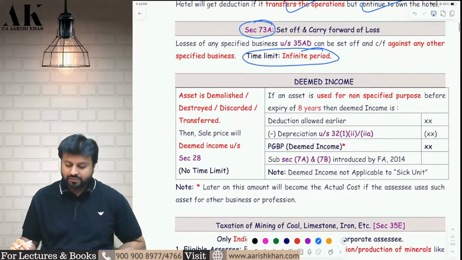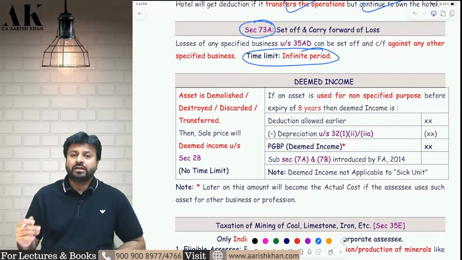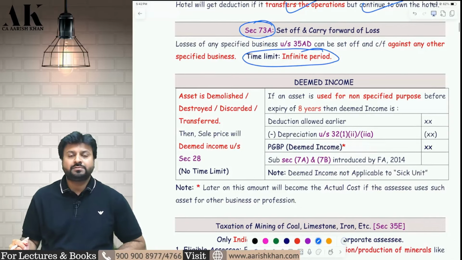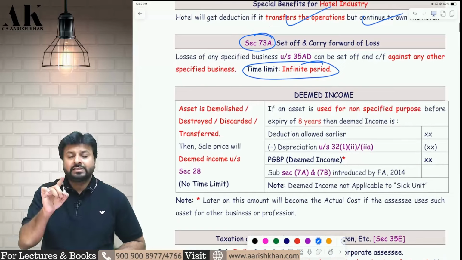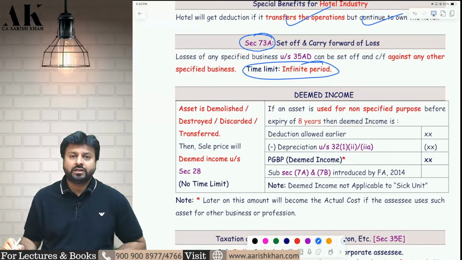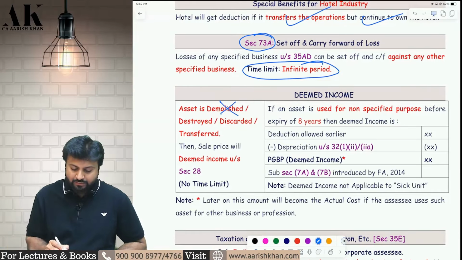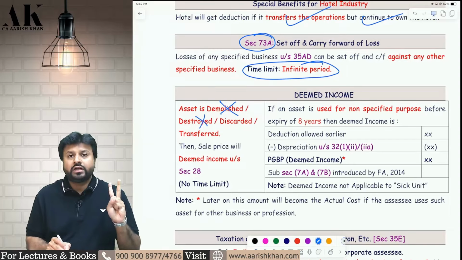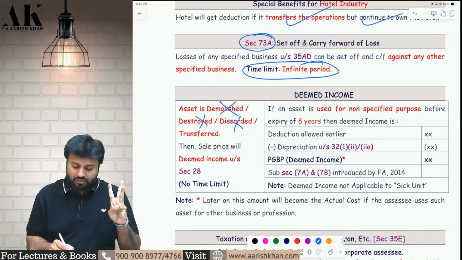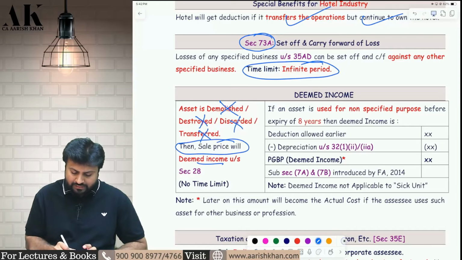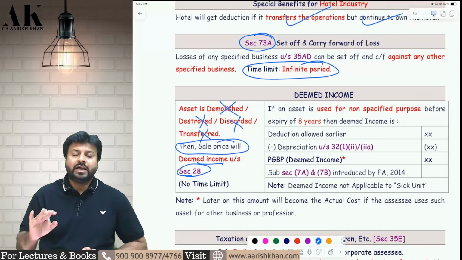Now, last but not least, but a very important part of this section, that is the deemed income part. So what is the deemed income concept in this particular section? Let me explain it. If there is an asset on which you have claimed 35AD deduction, for example, you have purchased a building on which you have claimed 100% deduction. Then later on, if that asset is demolished, condition number 1, or destroyed, condition number 2, or discarded, condition number 3, or transferred, condition number 4, then whatever amount will be received will be chargeable as deemed income in your hands as per section 28.